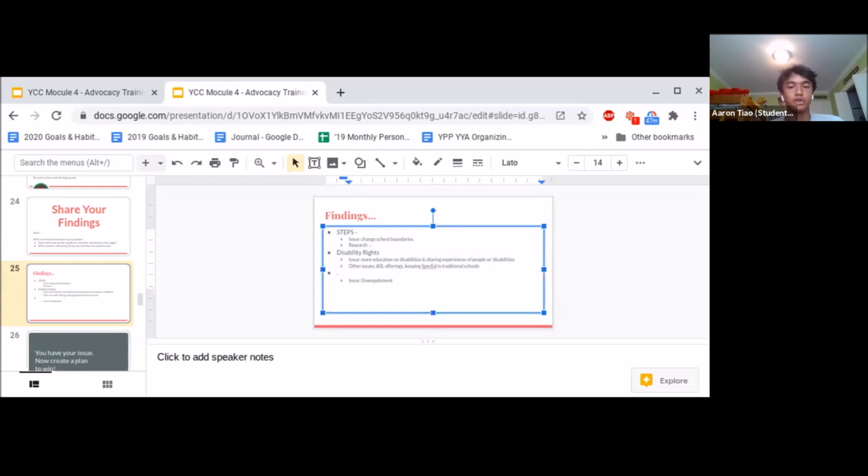And what's the name of your group again? Stewards to End Poverty.